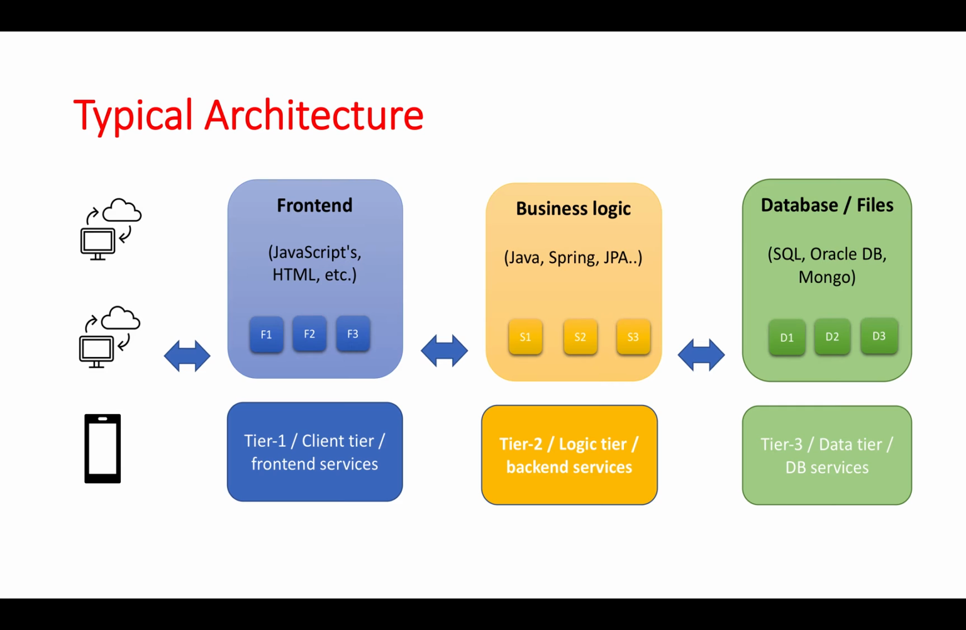So in a nutshell, the business logic tier is a very key tier where most of the logical computation happens. The next one is the database tier. It's the third tier, also called the data tier, where we'll be majorly working on storing the data in databases or the file system. The data can be structured or unstructured. For structured data, we'll be using SQL or Oracle DBs. For unstructured data, we'll be using MongoDB or maybe file systems.